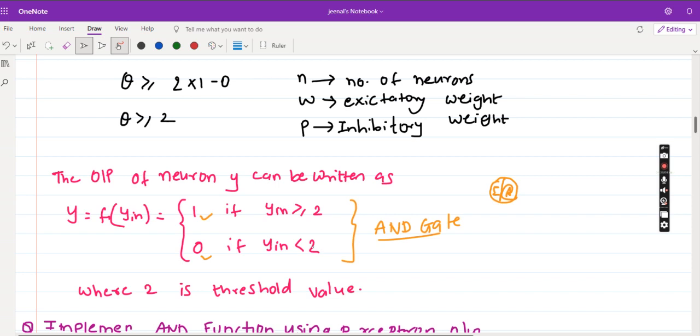So what is my threshold value? Threshold value is nothing but 2. My theta is greater than or equal to 2.